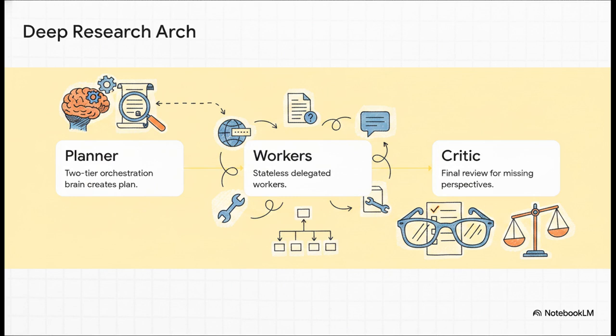It creates the overall research plan. It then delegates very specific tasks down to stateless, specialized worker agents. One worker might search the web, another extracts text from a messy PDF, and another summarizes those findings. You want to keep these workers purely tool-like, meaning no long-term memory. Finally, a critic pass is executed as a last review to check for contradictions, coverage gaps, and missing perspectives before synthesizing that final, comprehensive report.